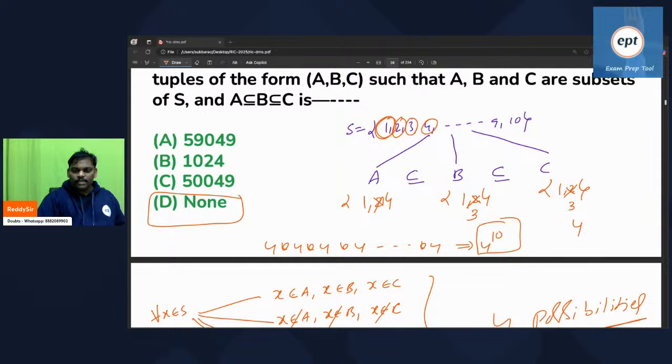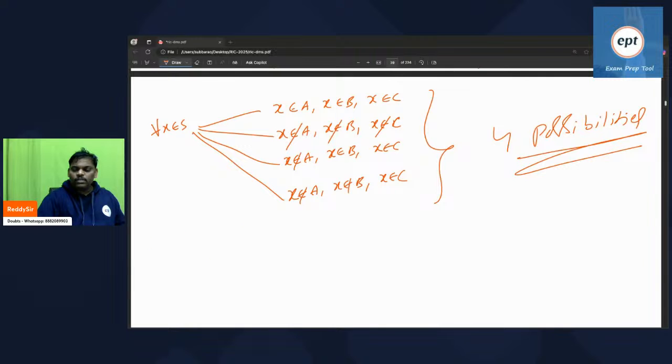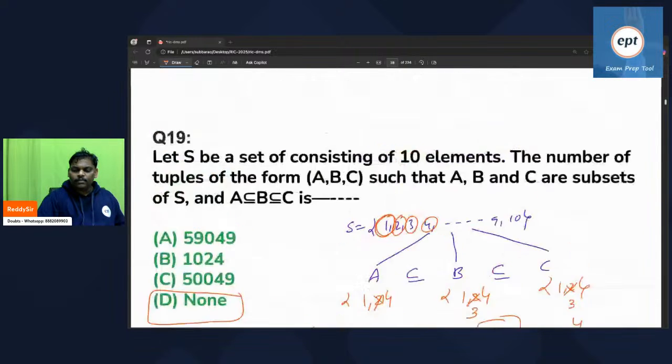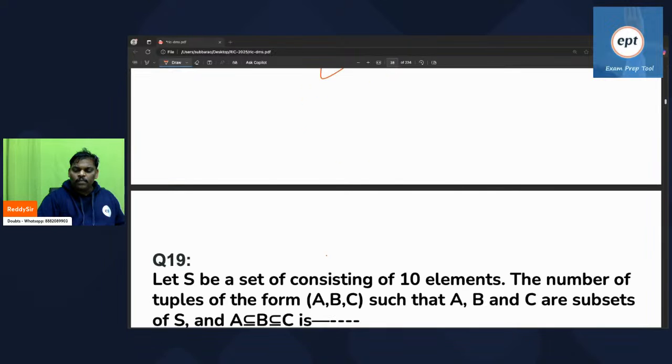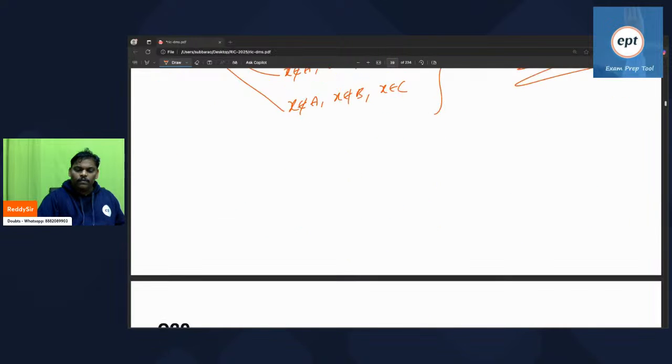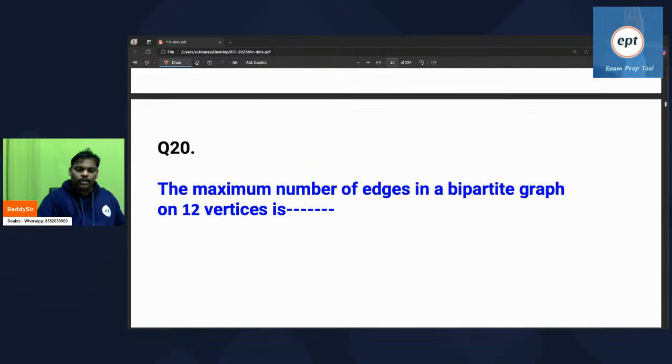That is the answer for this. Perfect. Let's go to next. These kinds of problems may come, please take care. Next problem. Question number 20. Can you go ahead?